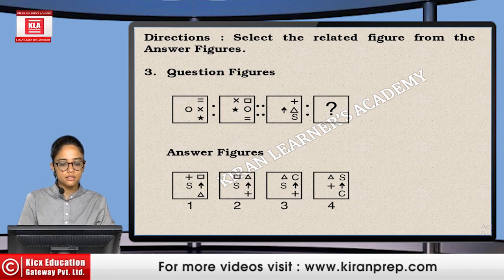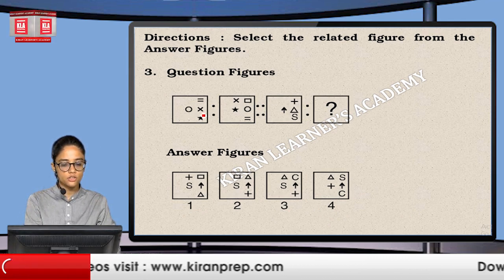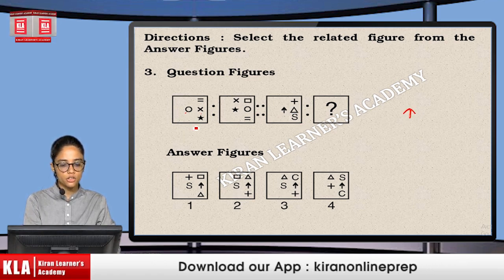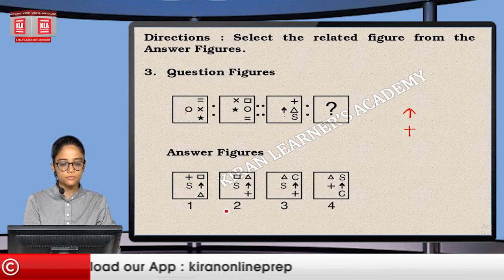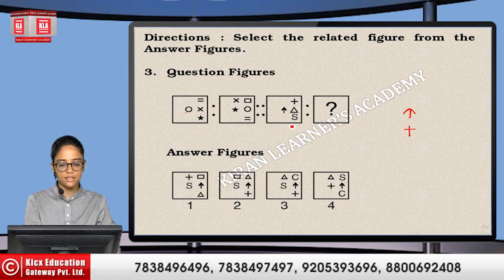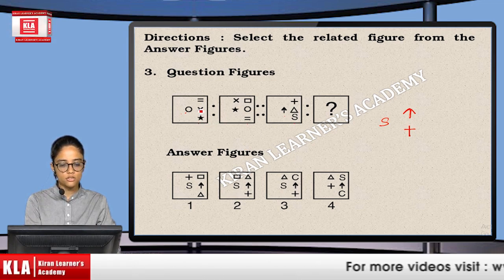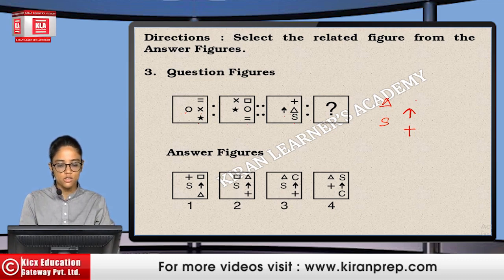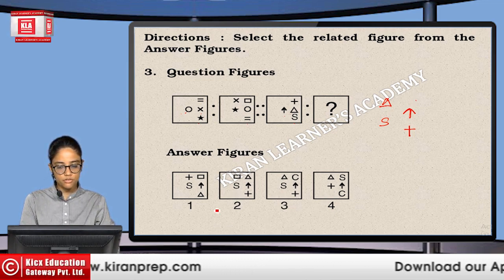We have next a circle. The circle from the center has shifted to the right. So this arrow will shift towards this. Then the equals sign, which is at the top, has come to the bottom. Similarly, the star which is at the bottom will come in the center. Then this cross has gone upwards. That means this triangle will go over here, and we have a different sign over here which is not in the earlier figure. So if we look for this, we have the figure as the third one.